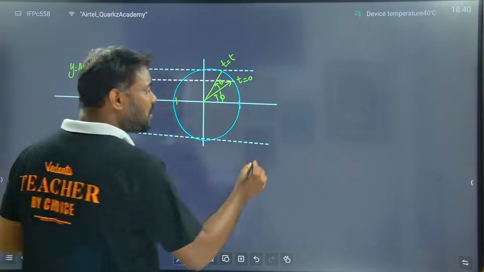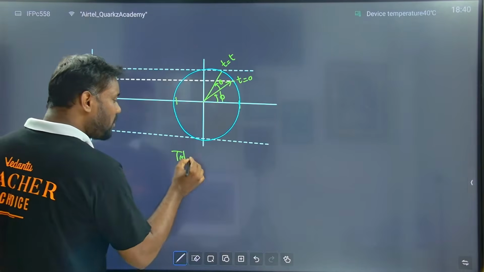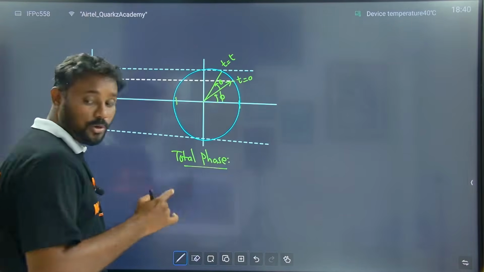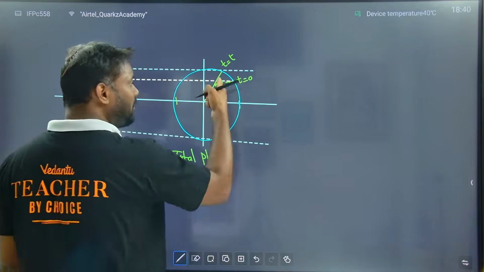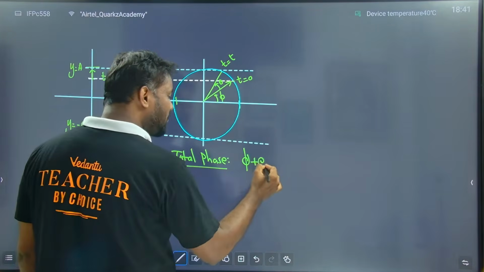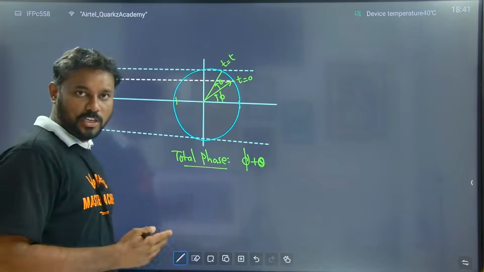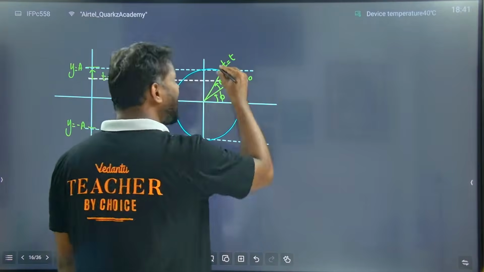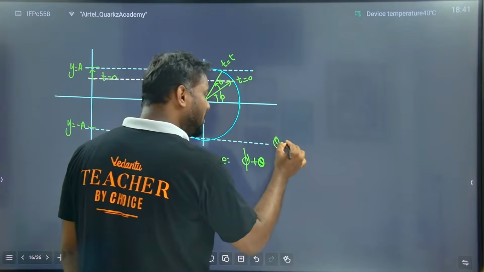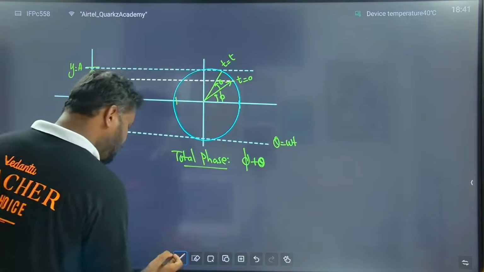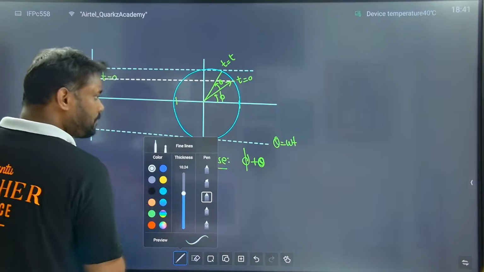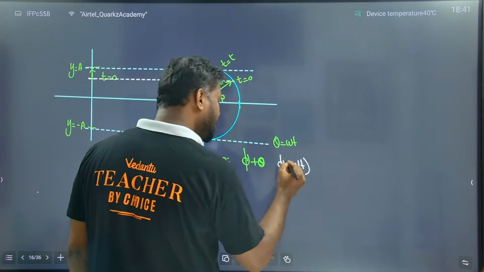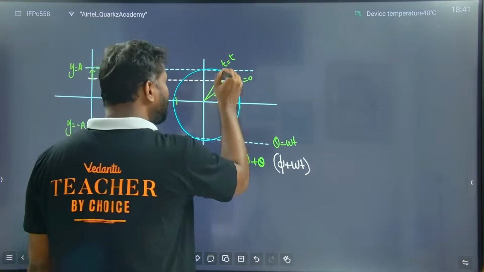அப்ப total angle என்ன சொல்லலாம்? Total phase எப்படி calculate பண்ணலாம், from the mean position total angle எப்படி calculate பண்ணலாம்? So this is phi plus theta, this is the total displacement angle, is it clear? Theta is the angular displacement; theta ஓட value என்ன சொல்லலாம்? Omega into t. So இதோட value phi plus omega into t, இது புரிஞ்சுதா?